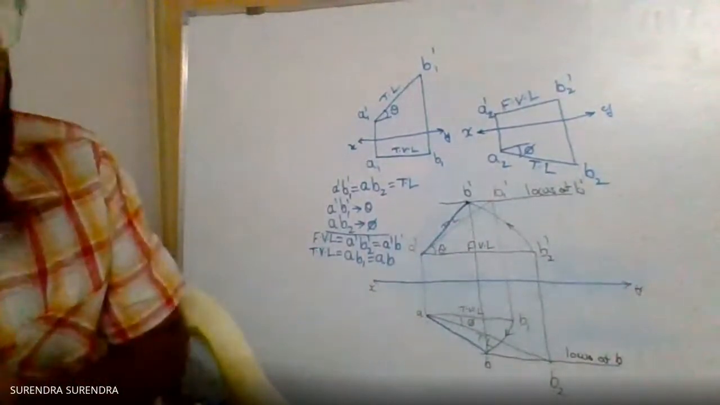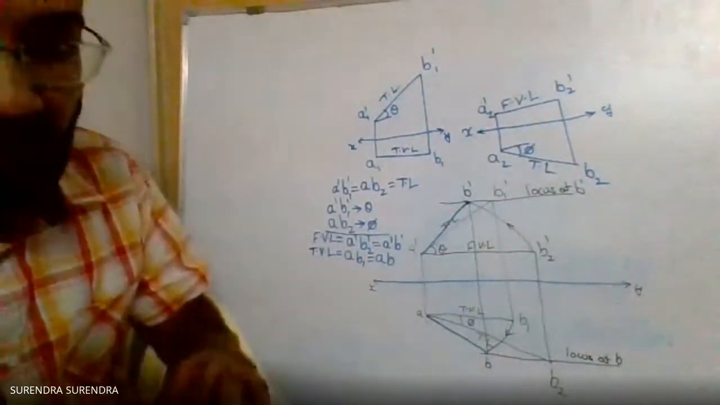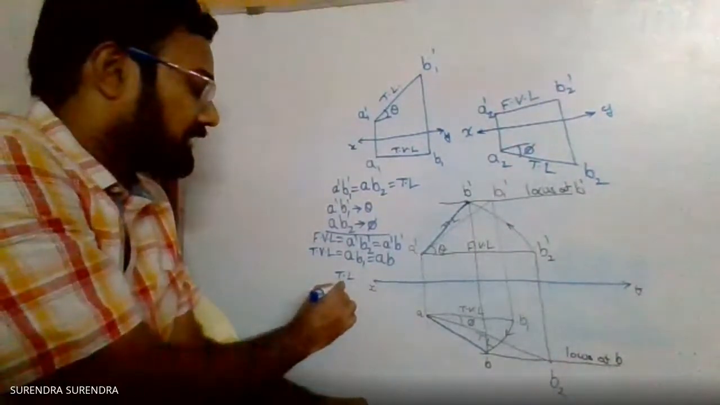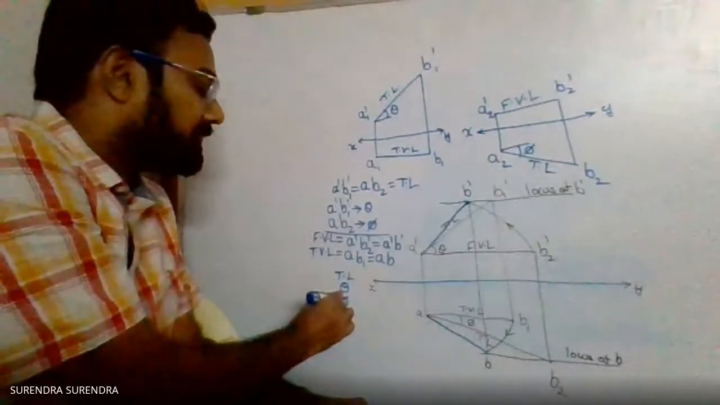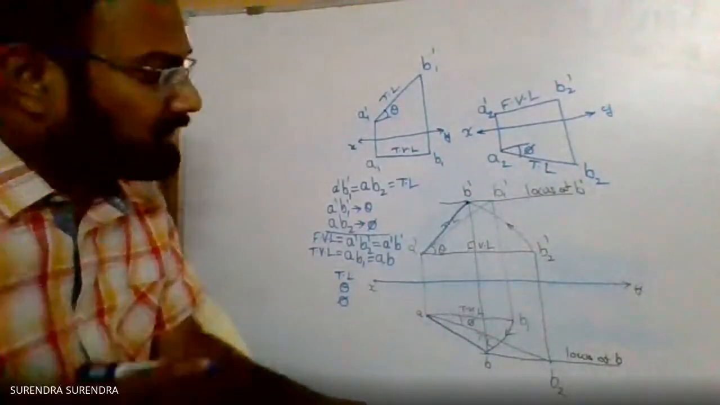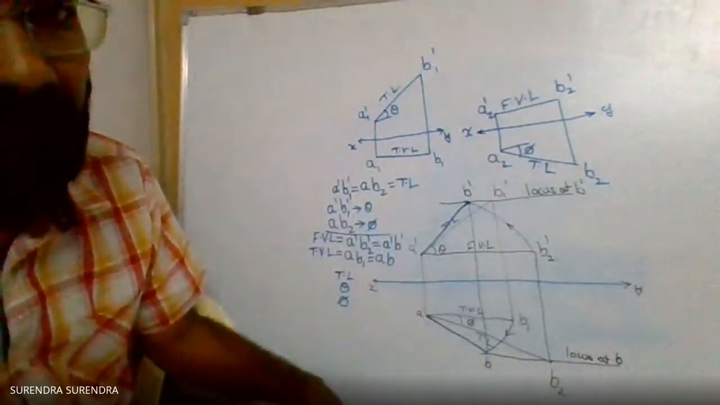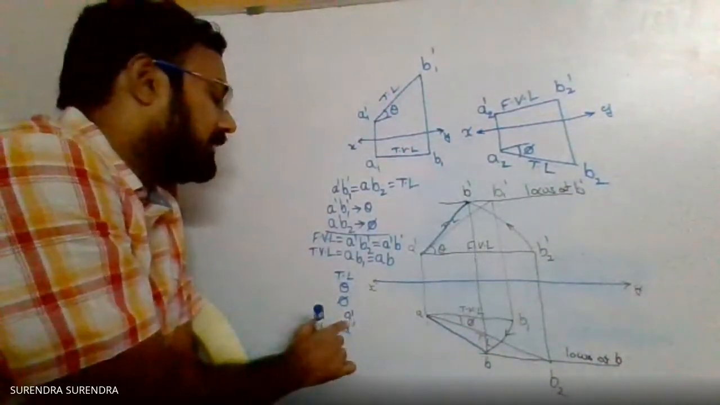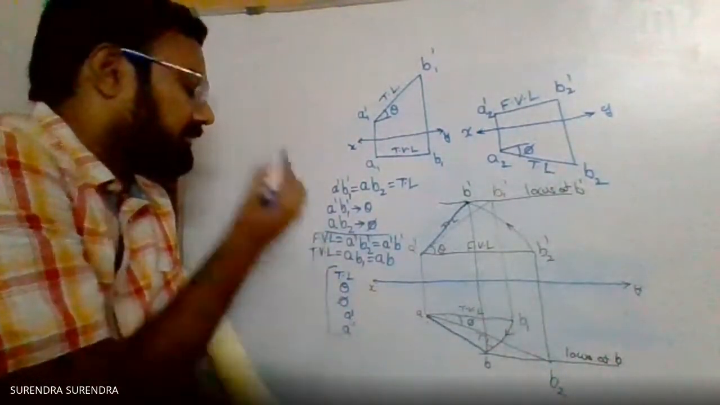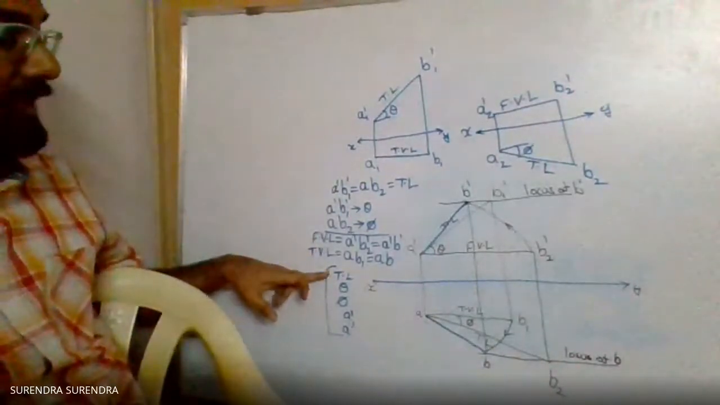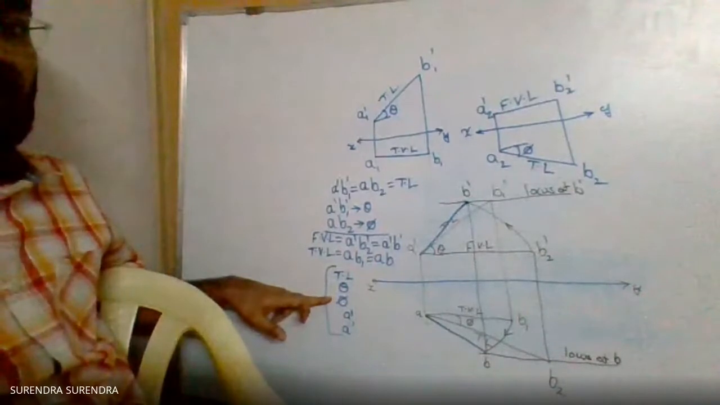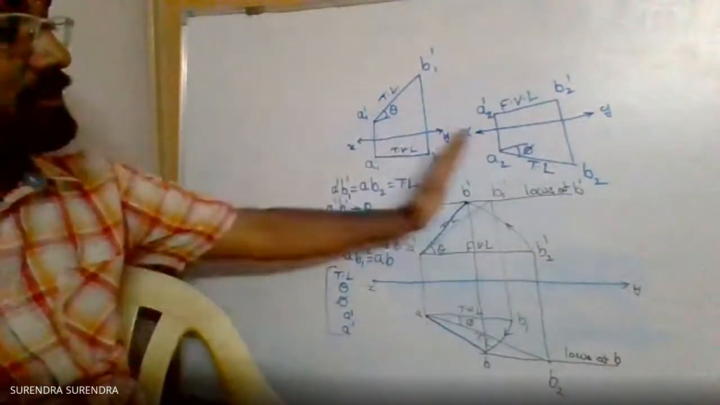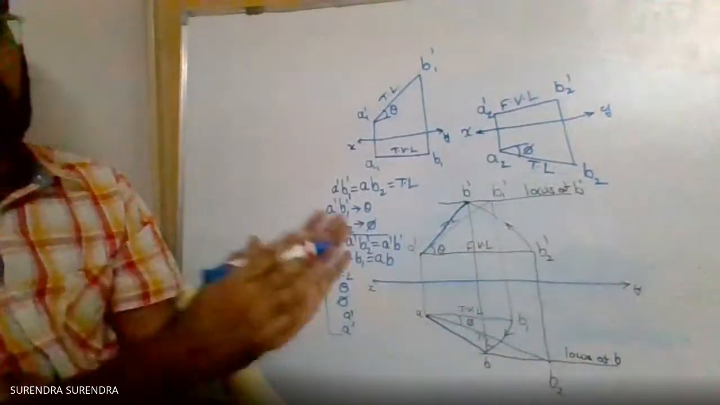Now, as I said earlier, the direct problem means they will give the data in terms of the true length of the line, theta and phi, and the distance of point A from the reference lines. That is, the distance of A dash and A from the XY line. So with these five values, true length, inclination with the horizontal plane, inclination with the vertical plane, distance of A dash from the XY line, and distance of A from the XY line, we can complete this figure by the process which I explained just now.